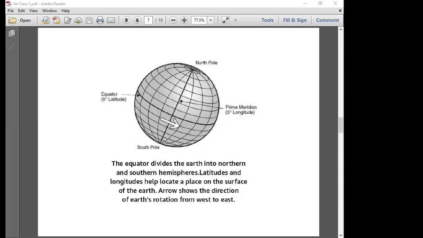So the sun happens to cross the equator twice a year, right? And it gives rise to a phenomenon which we call the equinox. Okay, so there are 2 equinoxes. One is known as the vernal equinox, which happens around 21st March when the sun is on its northern course. And then the autumnal equinox, which happens around 23rd September when the sun is on its southerly course.